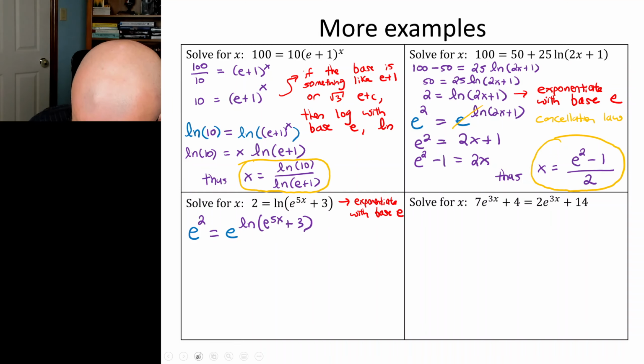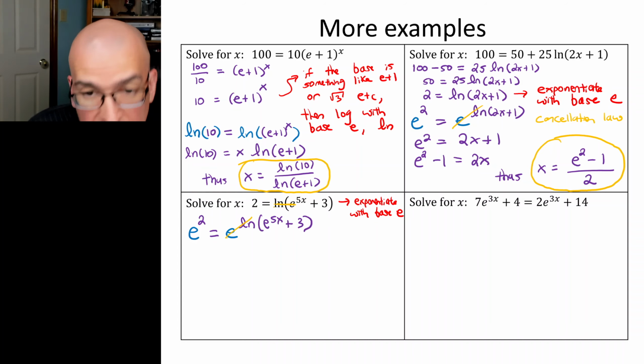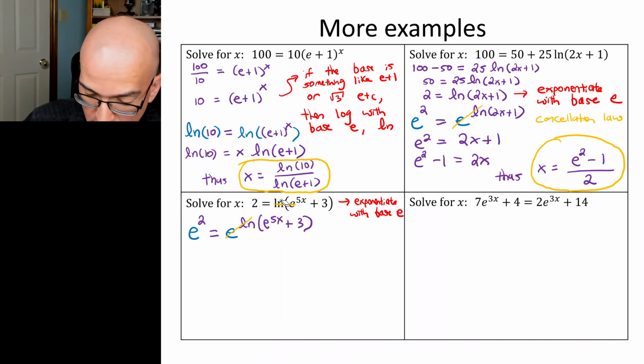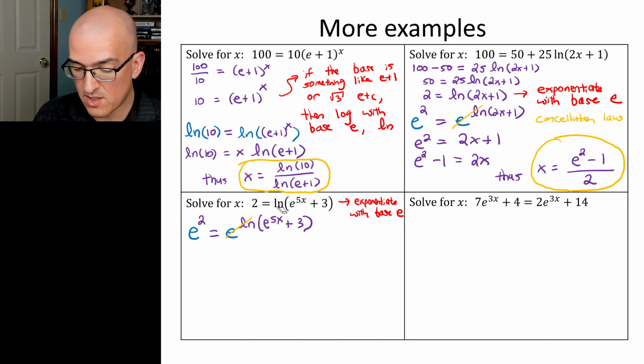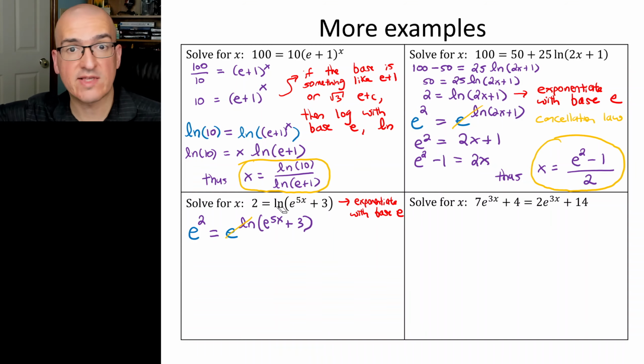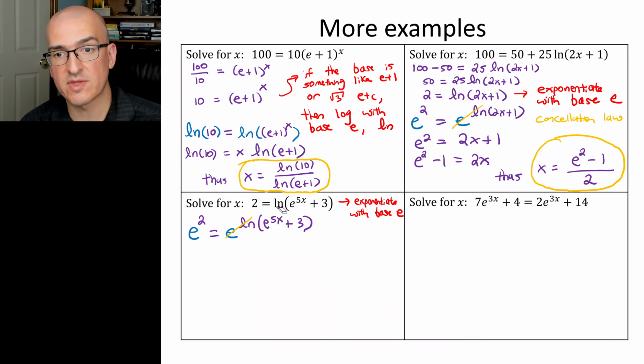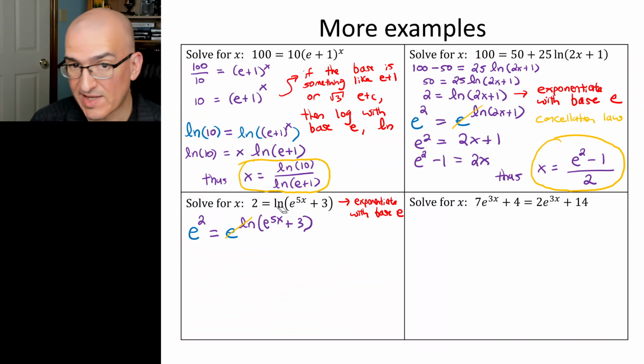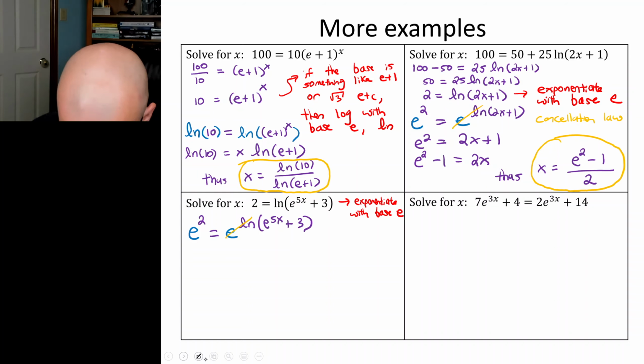I can cancel. And no, I can't cancel these two here at the beginning. And if that was your question, it's a good question, but that plus 3 prevents it from happening. If that plus 3 was up in the power with the 5x, then yes, I could do the cancellation, but it's not up in the power, it's down below, so I can't cancel those. But I can cancel these after I exponentiate. Okay, so now it says that e squared is equal to e to the 5x plus 3.